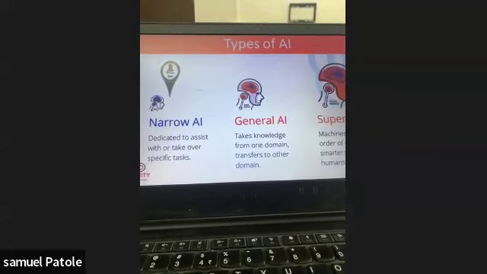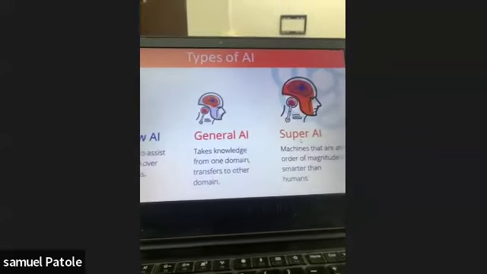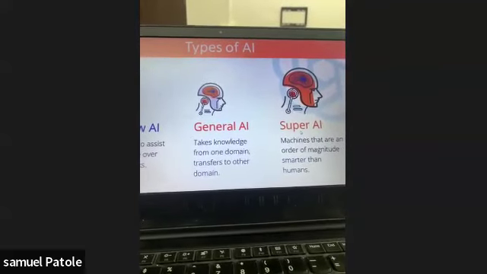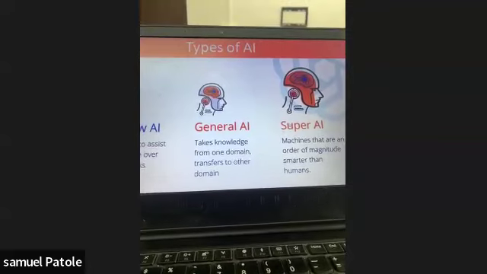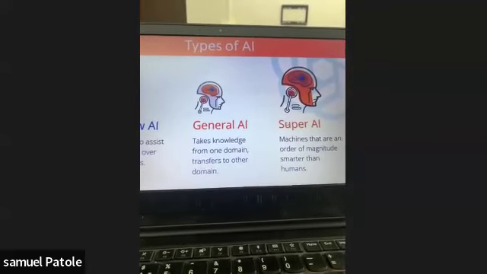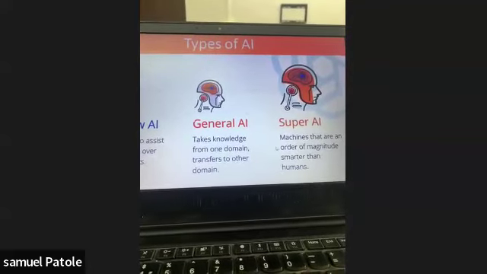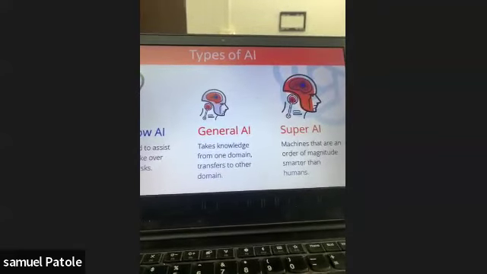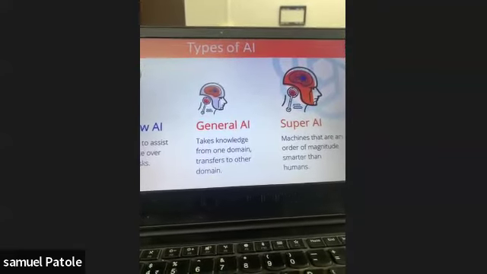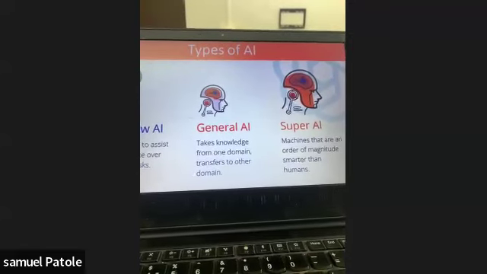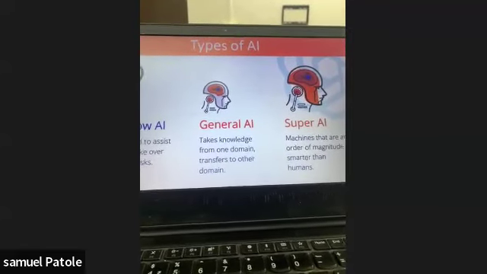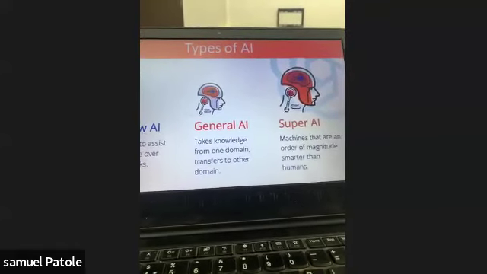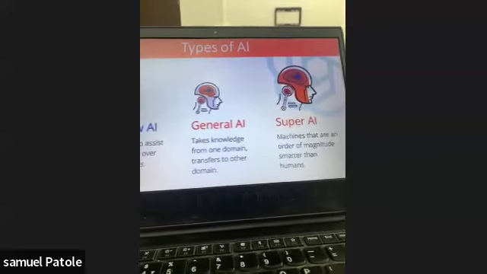Then the last is super AI, and this is what you see in movies, the robot movies and the like. This is basically the most powerful AI you can talk about: machines that are orders of magnitude smarter than humans. Okay, they are even smarter than us. That kind of AI is called super AI, and again it will take many years to get there, where a particular artificial intelligence will have knowledge of all the domains.